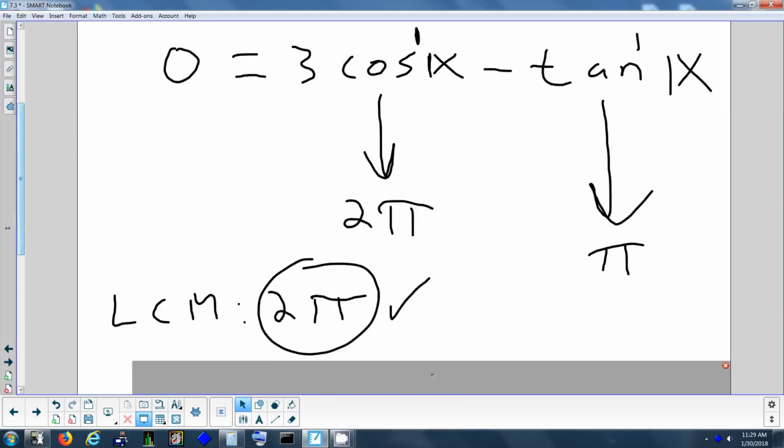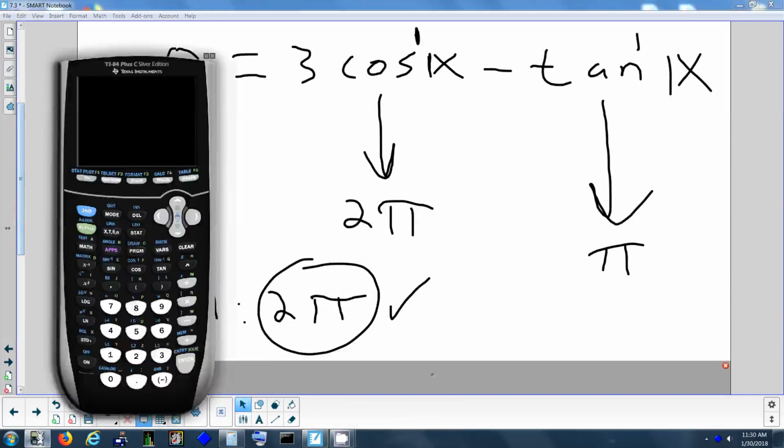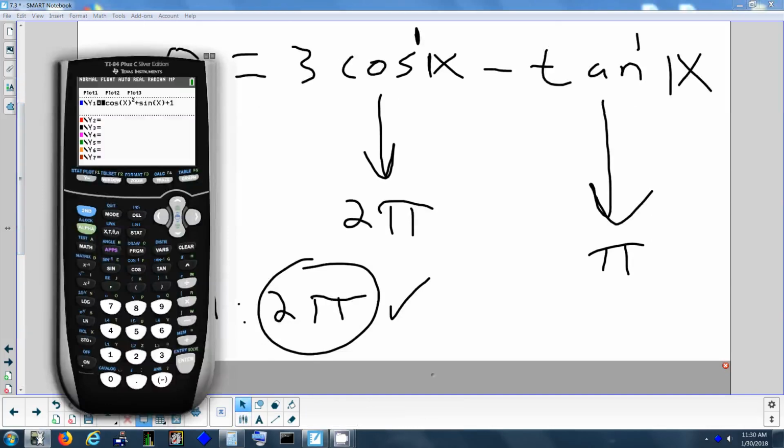Now I have to find the actual answers. Okay. How do I get the answers? What do I have to do? Karen? Yeah, so we're going to type it in. So we've got 3 cosine x, not squared. So let's get rid of that. Minus tangent x. And no plus 1.